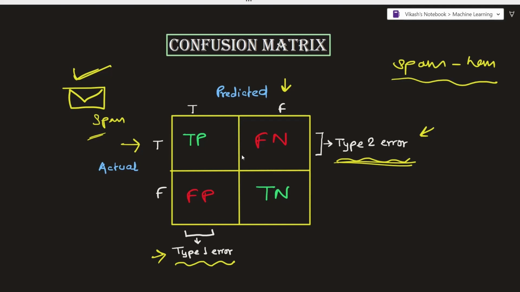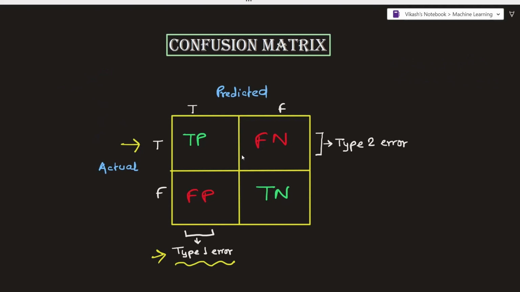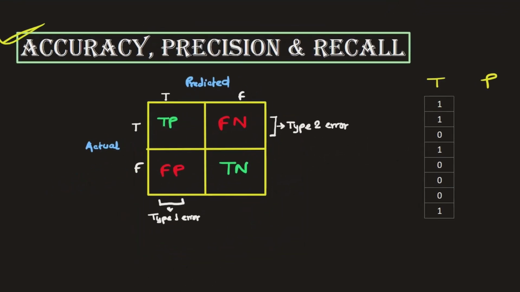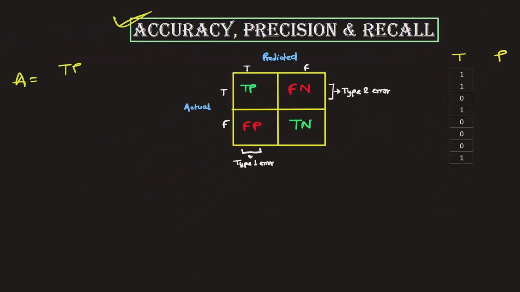So for the time being, I hope that your understanding around confusion matrix is pretty much clear. So I will quickly erase all of this. And since we have understood the concept of confusion matrix, let's move ahead and explore topics like accuracy, precision, and recall. So let's start with accuracy first. Accuracy is true positive plus true negative divided by total. So let's break this down further.